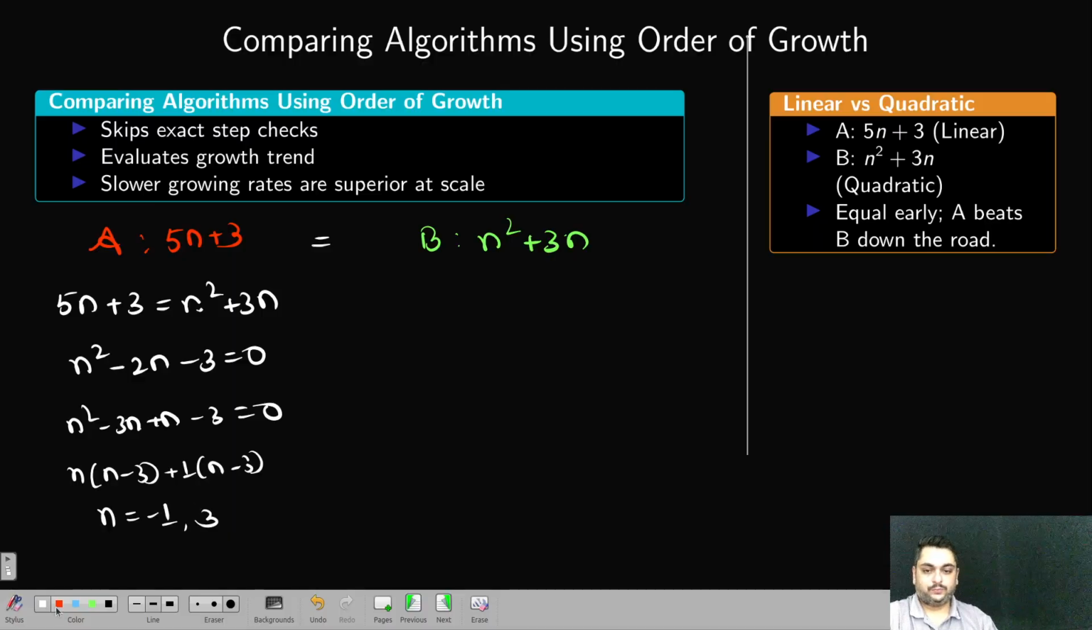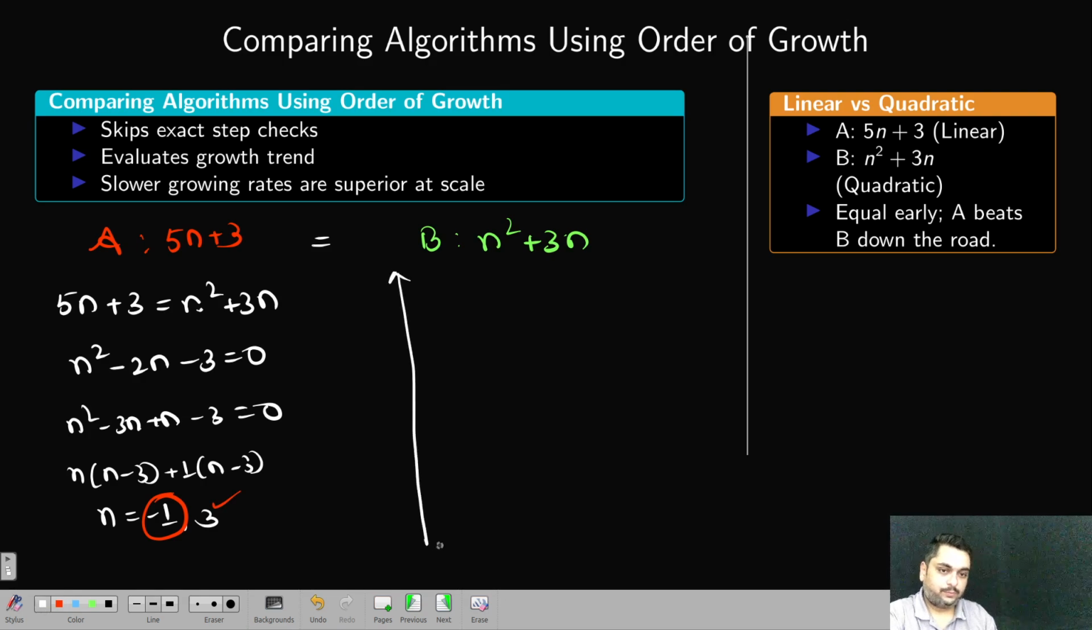Now we will not take minus 1. Why? That would mean the input size is negative. Input size is always positive, whatever you give as input cannot be negative. So we will take only 3. Exactly, this says that at n equal to 3, input size equal to 3, both algorithms behave equally.